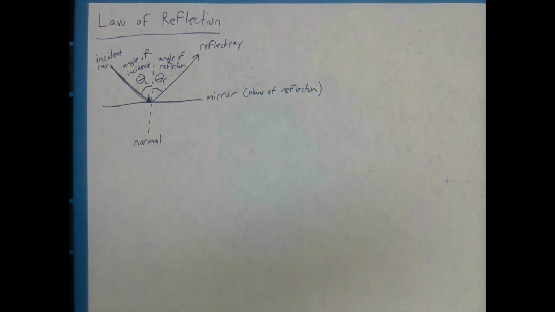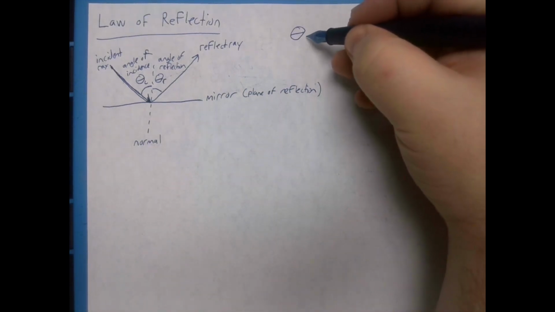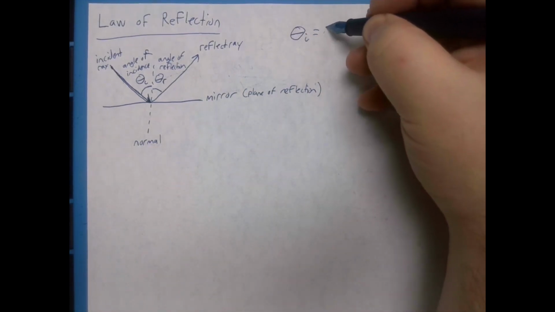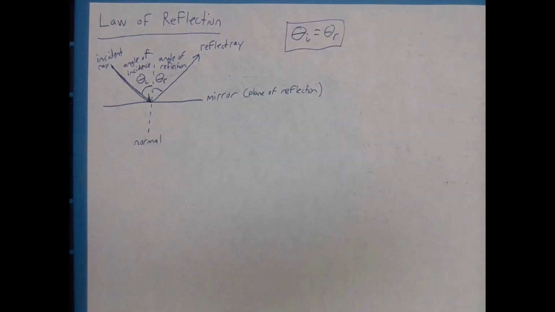How do you think these two angles relate? It's very complicated. They would be the same. The law of reflection is simply theta i is equal to theta r. The most complicated equation we'll ever use. They're the same angle.